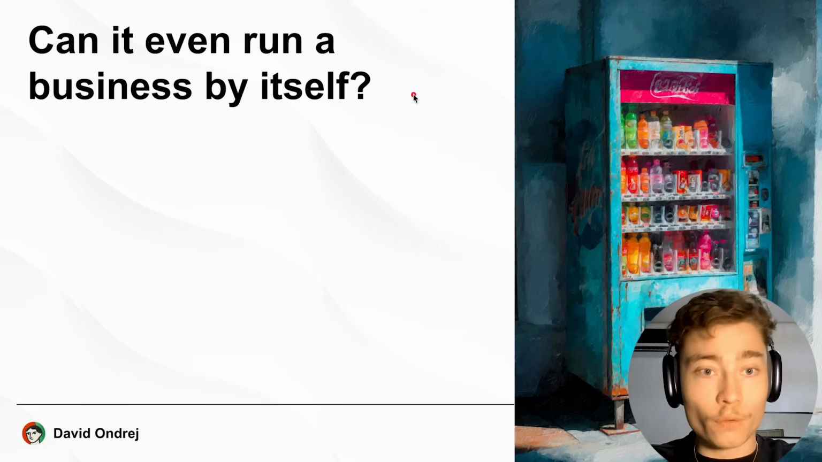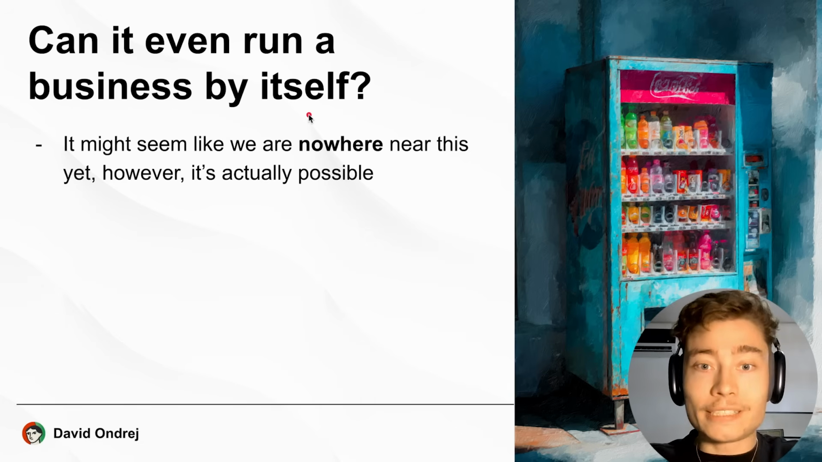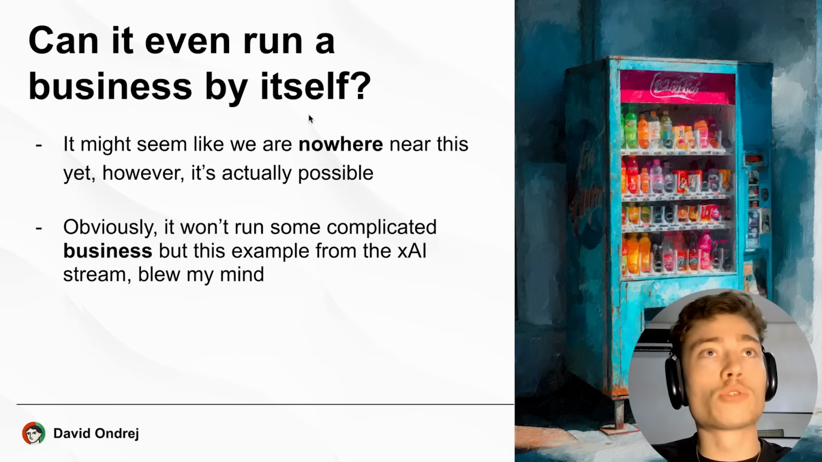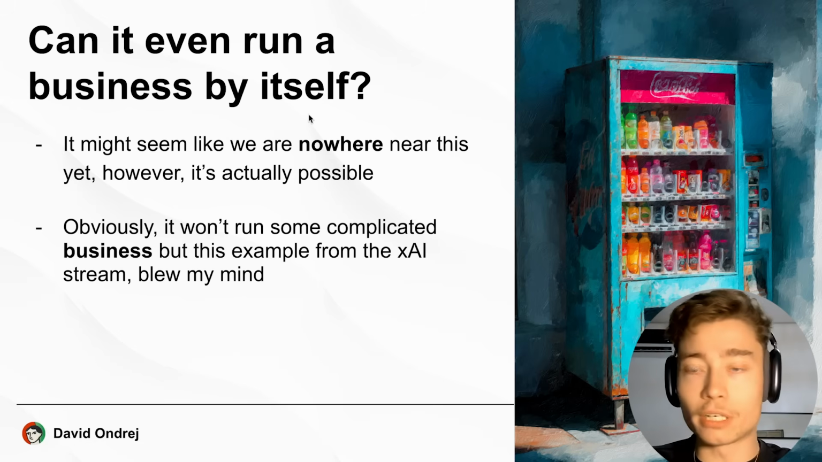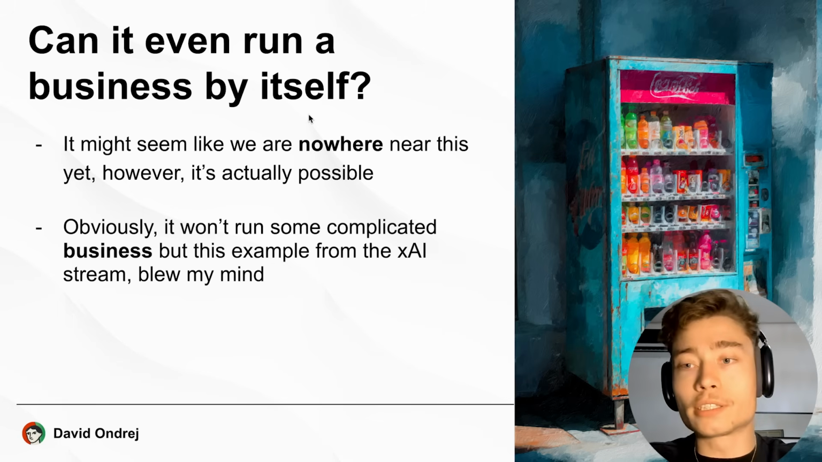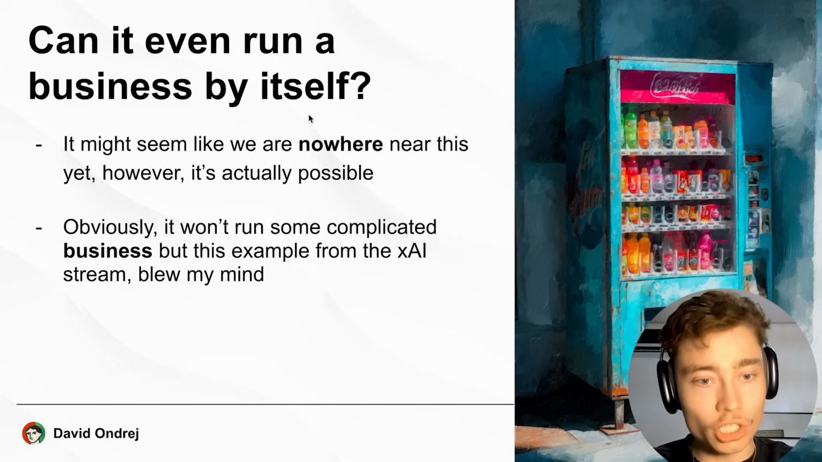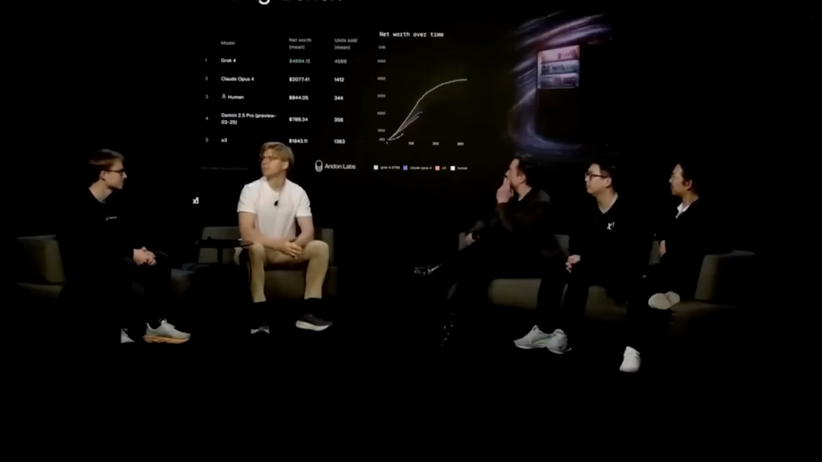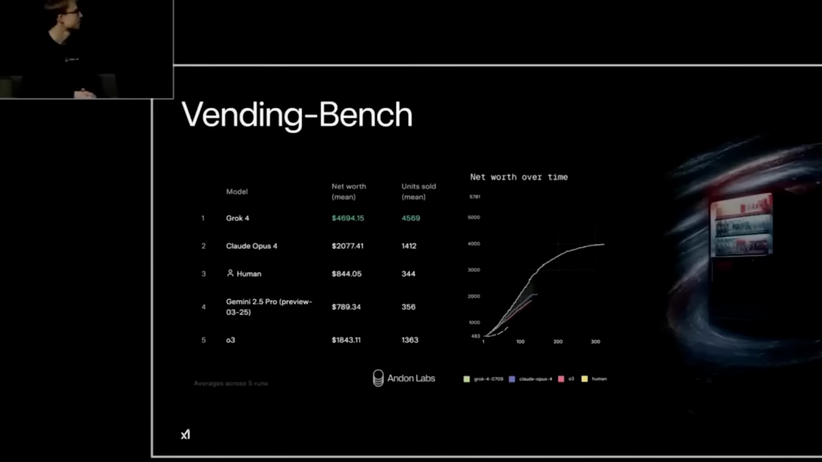So as I said, Grok 4 can even run a business by itself. It might seem like we are nowhere near this, but it's actually possible. And yes, it cannot run a complicated business, right? It cannot probably start a manufacturing company of some smartphone device, but a simple business is running vending machines. And Grok 4 was actually tested on this. So we got early access to the Grok 4 API. We ran it on the vending bench and we saw some really impressive results. So it ranks definitely at the number 1 spot.